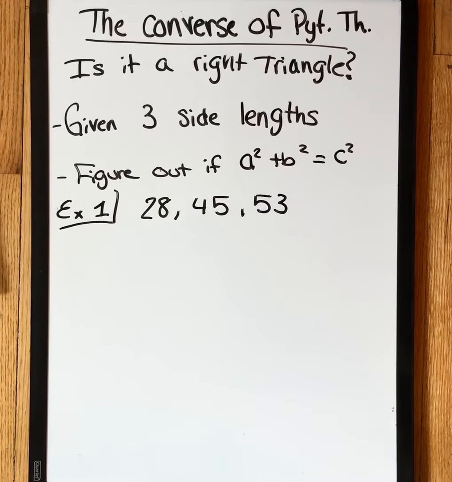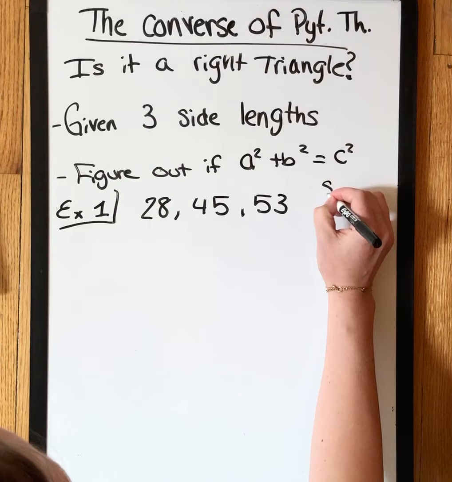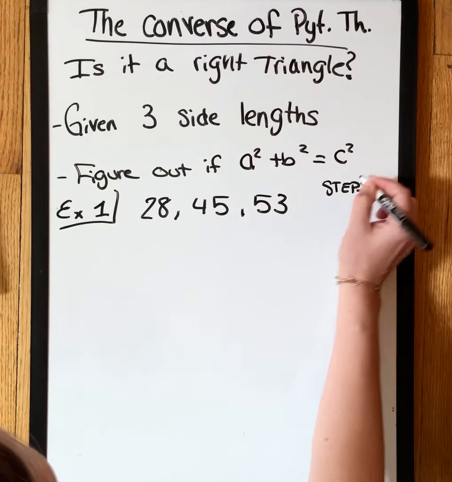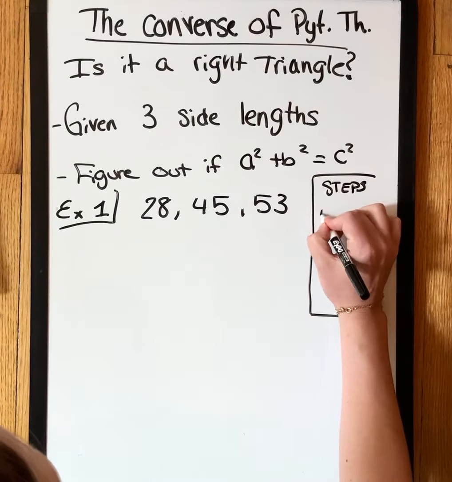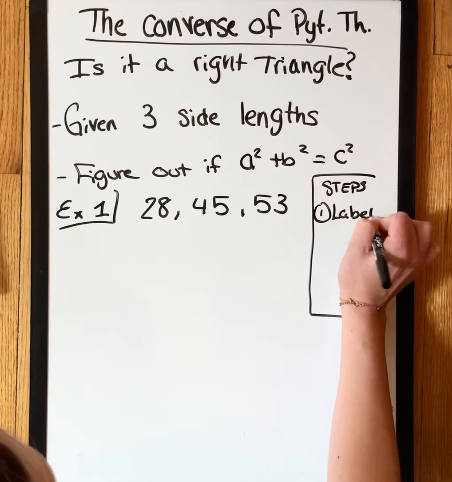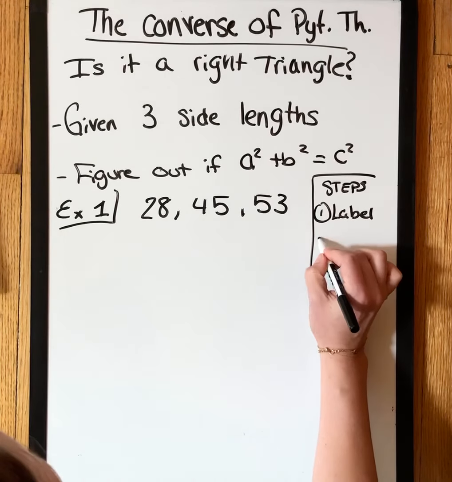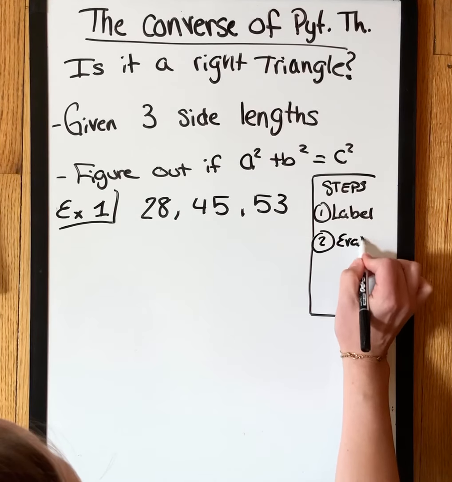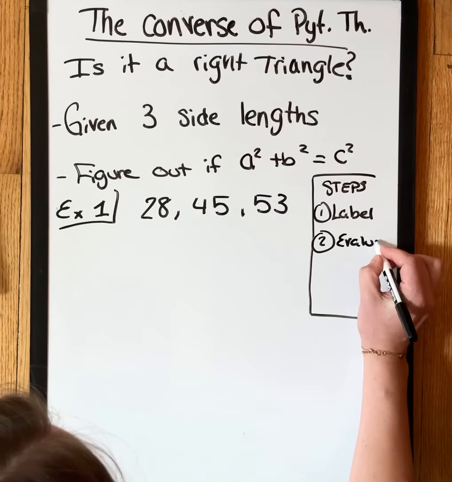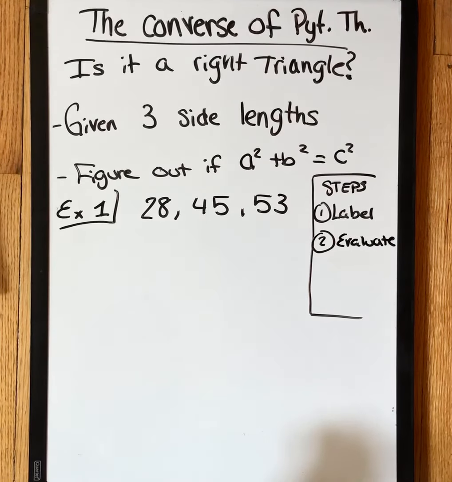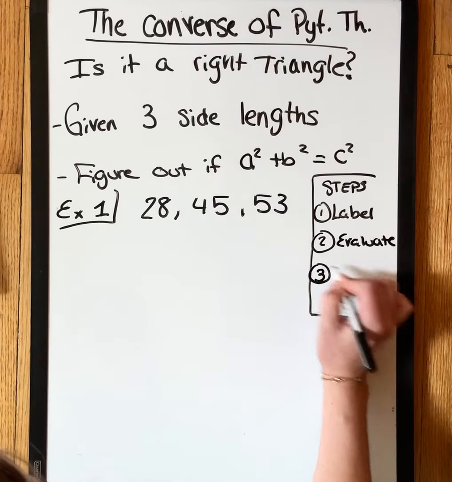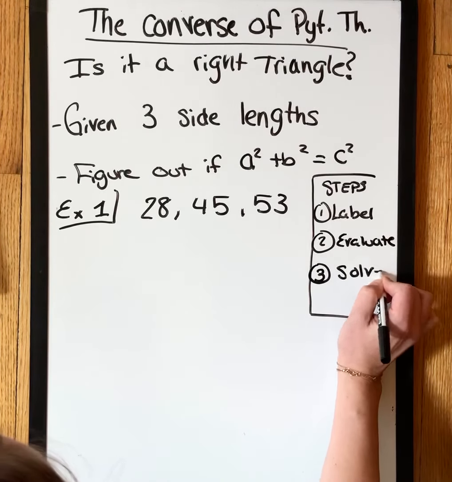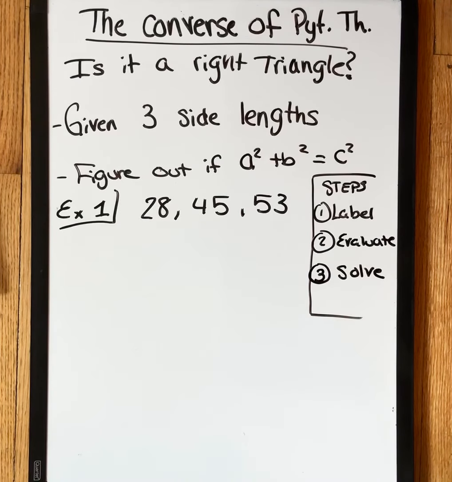We're not quite sure yet, so our steps are luckily the same as they were last week. First, we're going to label A, B, C. Second, we are going to evaluate that equation, A squared plus B squared equals C squared. And third, we're going to solve. All right, so our first step is to label. Again, we're going to be labeling A, B, and C.